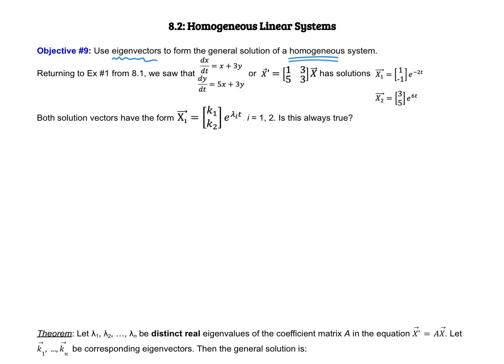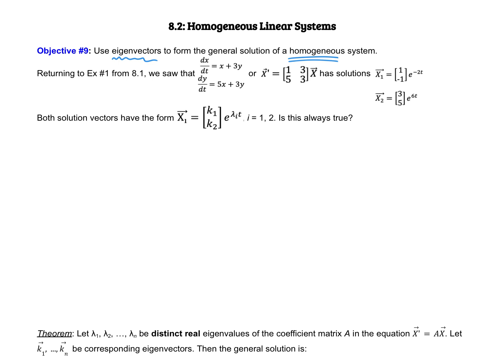So if we return to example 1 from 8.1, we saw this system right here, which we wrote using matrices, and then we had these two different solutions. And I believe we showed that these two different solutions are linearly independent, which we talked about. We can then use superposition to form a general solution.